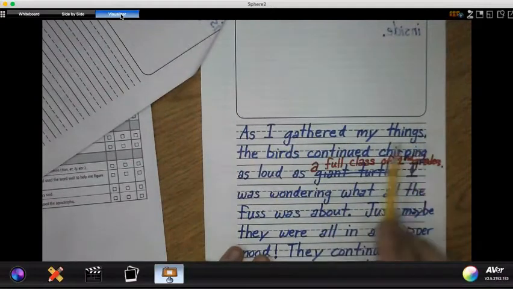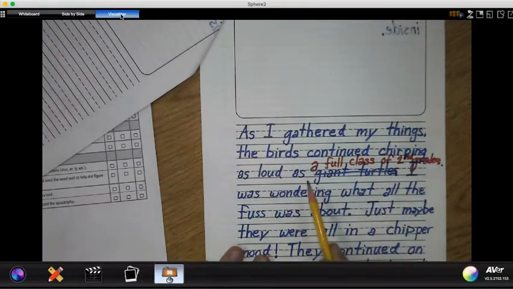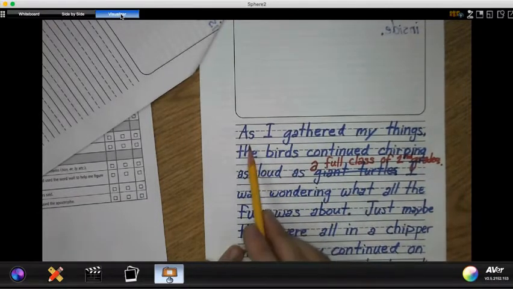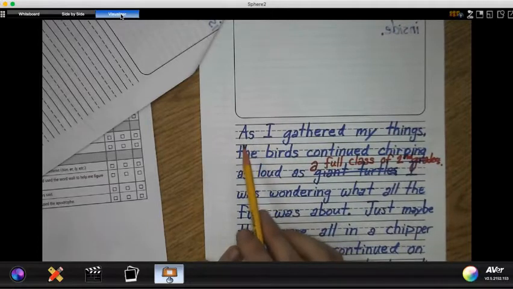As I gathered my things, the birds continued chirping as loud as a full class of second graders. I made a really, really good comparison there. However, did I have a good transition word at the beginning?